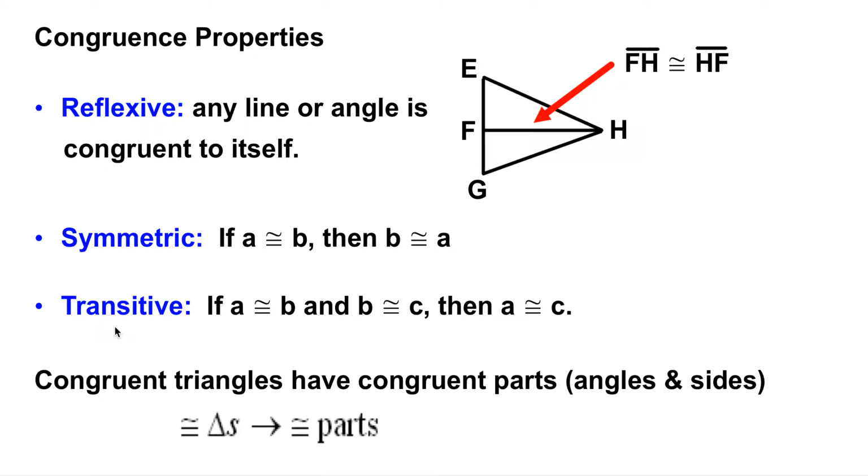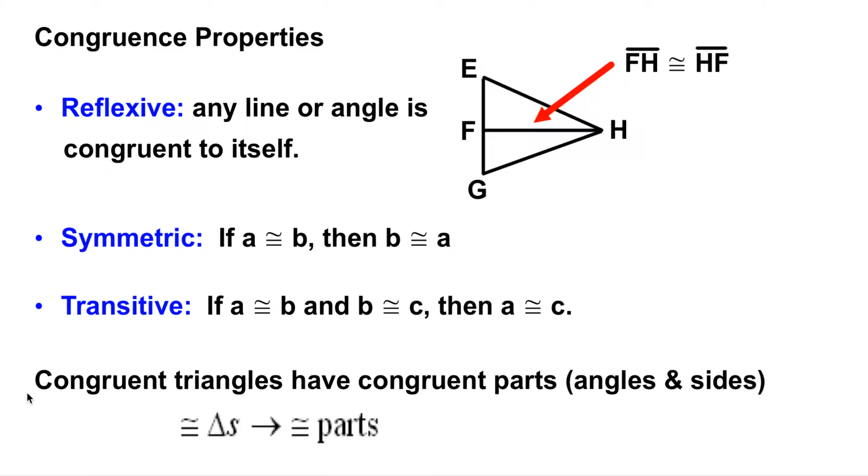The next one is called the transitive property, and that's if A is congruent to B and B is congruent to C, then A must be congruent to C, which once again makes perfect sense because C is congruent to B and A is congruent to B, so therefore if they're both congruent to B, they must be congruent to each other.